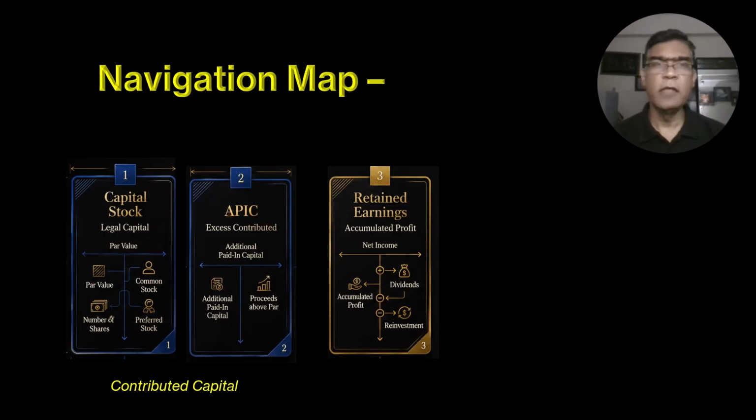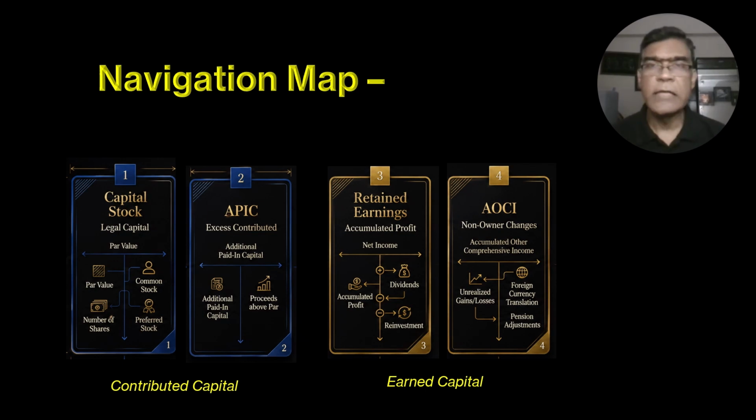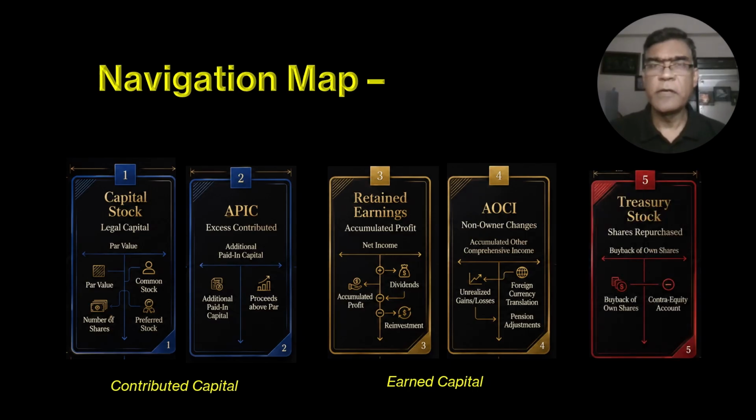It includes retained earnings, the accumulated profits after dividends, and accumulated other comprehensive income, which captures non-owner changes like unrealized gains, foreign currency translation, and pension adjustments. Finally, we have contra equity, represented by treasury stock. Shares repurchased by the company, reducing total equity. Together, these five panels form the complete architecture of equity, showing how ownership evolves through contribution, performance, and corporate actions.